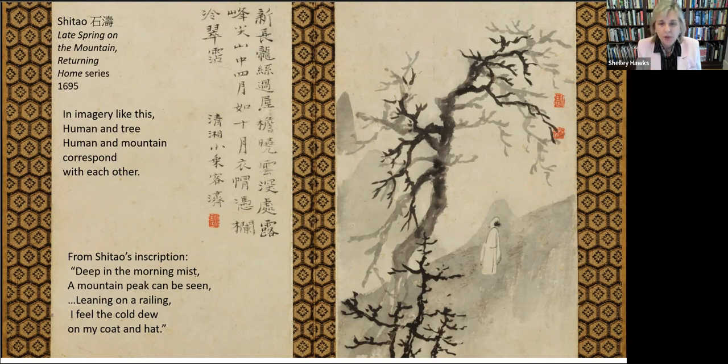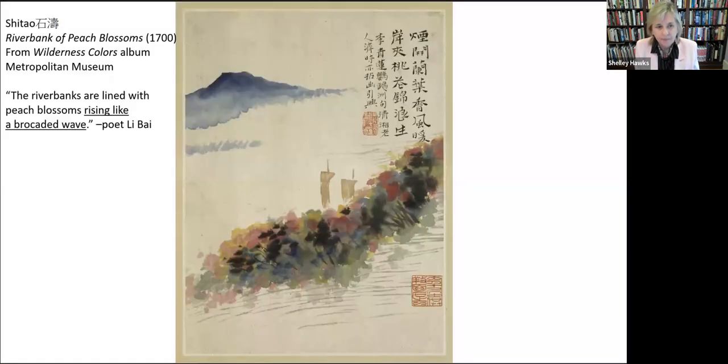And in the inscription, Shitao writes, "Deep in the morning mist, a mountain peak can be seen. Leaning on the railing, I feel the cold dew on my coat and hat." So the mention of that sensation on the skin, the cold dew, awakens our own memory of being outdoors in the early morning. And here we have a riverbank lined with peach blossoms.